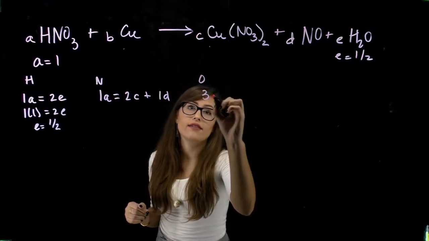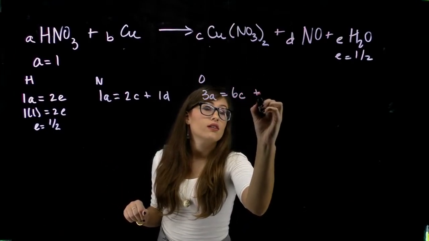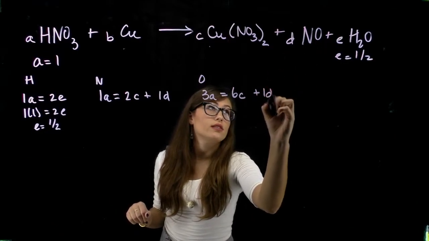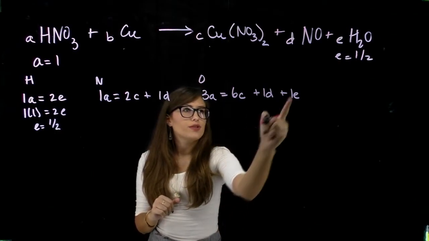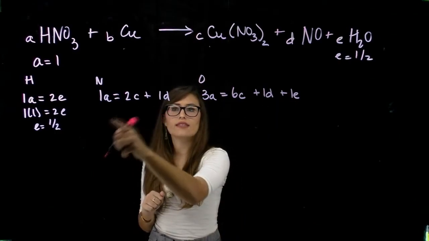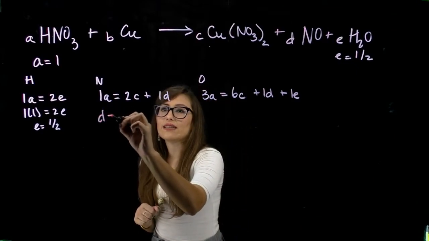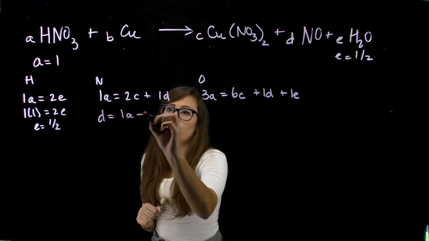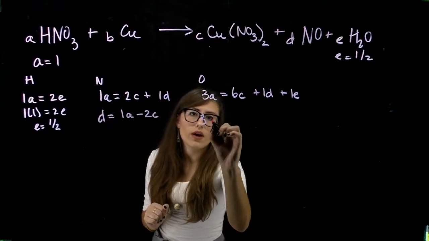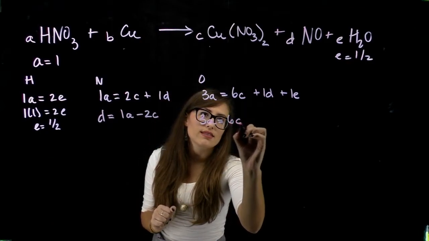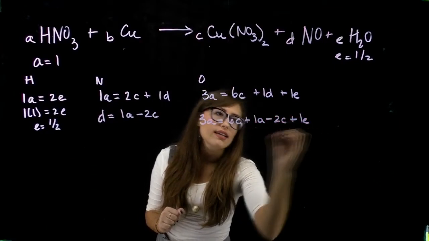So we have 3A on the left is equal to 6C plus 1D plus 1E. In this case, we know what A is equal to and what E is equal to, so we go ahead and solve for one of these variables and plug it in. We're going to solve for D. D will be equal to 1A minus 2C. Let's go ahead and plug that in to the following equation. 3A is equal to 6C plus 1A minus 2C plus 1E.